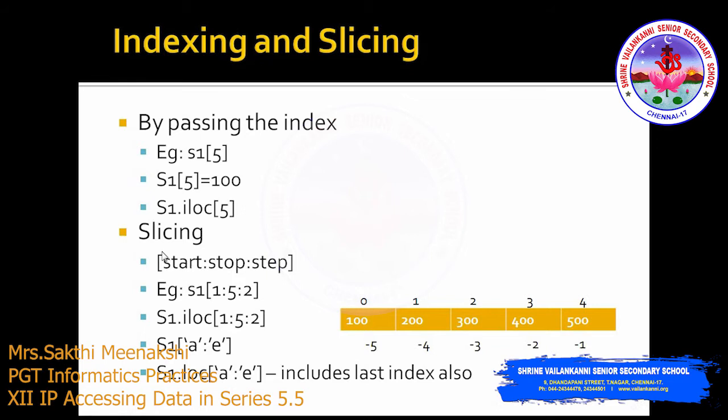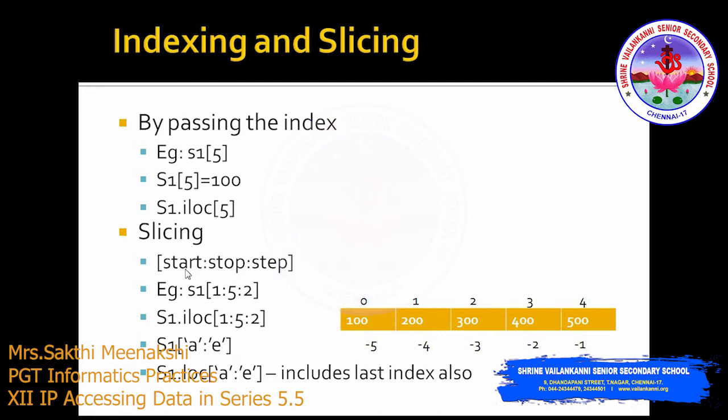The next way is slicing. Slicing is extracting from the series. We can extract some portion from the series and create a new series from the given series, right? We know the syntax is start colon stop colon step: from the starting value till the stop value, but excluding the stop value, and we can increase the steps.